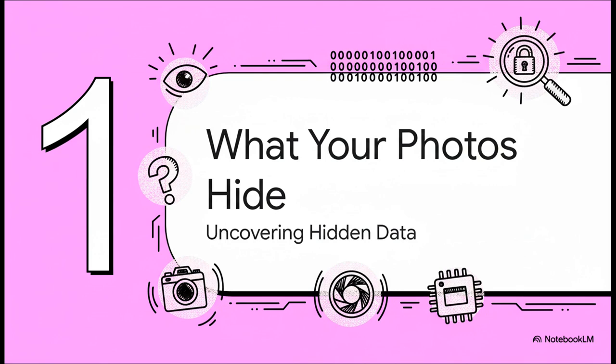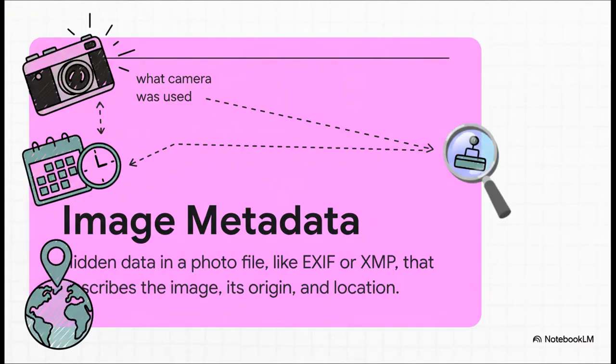All right, first up, let's actually talk about what your photos are hiding. And look, this isn't some kind of conspiracy theory stuff. It's a totally standard feature that's built into basically every digital camera and smartphone out there. This hidden layer has a name. It's called metadata. The easiest way to think about it is like a photo's digital fingerprint. While the picture itself shows you a moment in time, the metadata tells you the entire story behind that moment. What camera you used, exactly when you took it, and yeah, even precisely where you were standing.